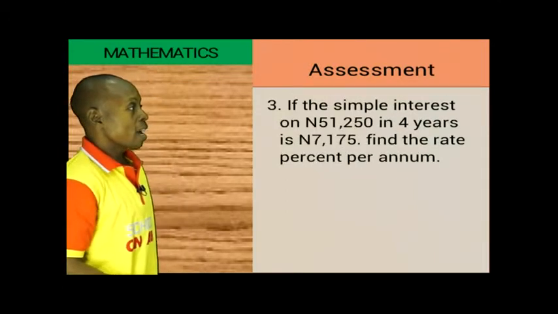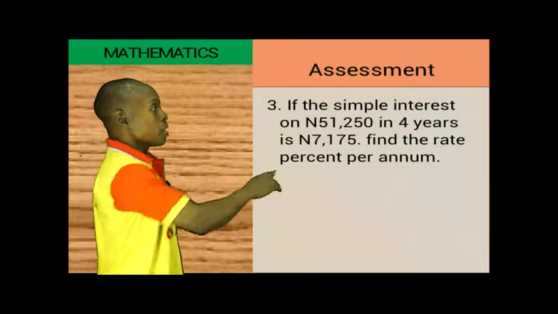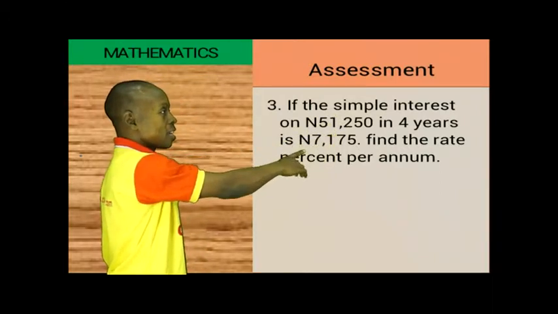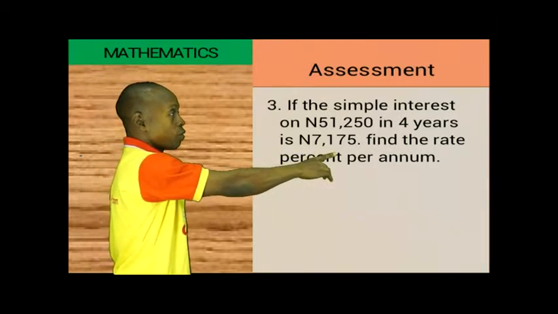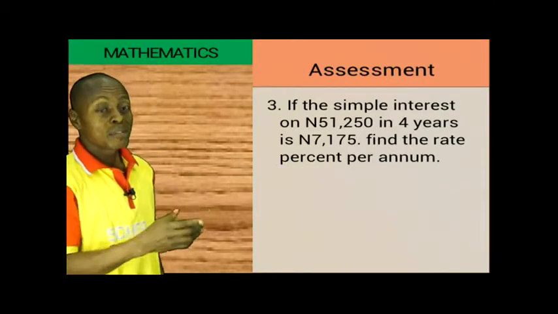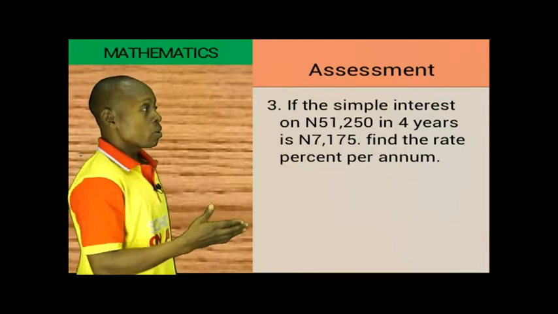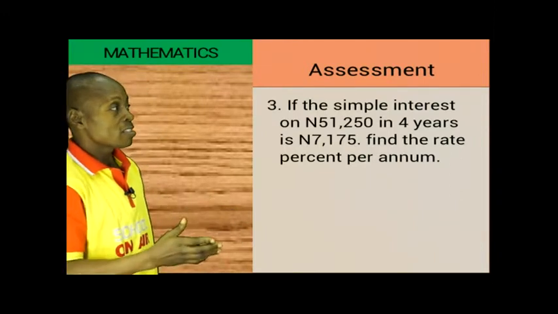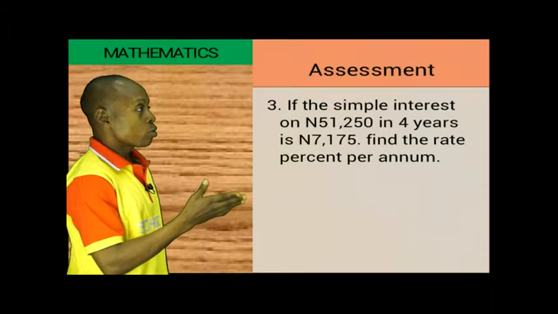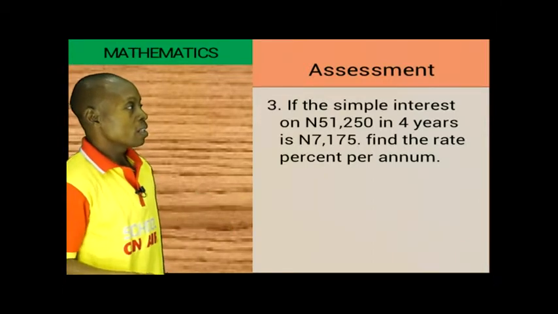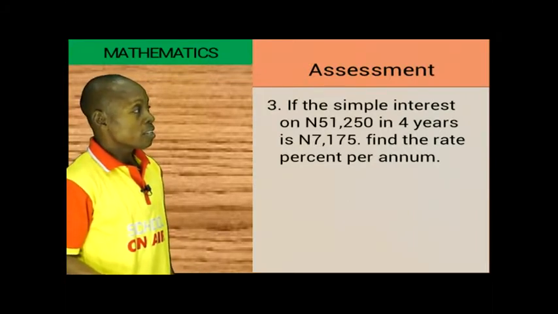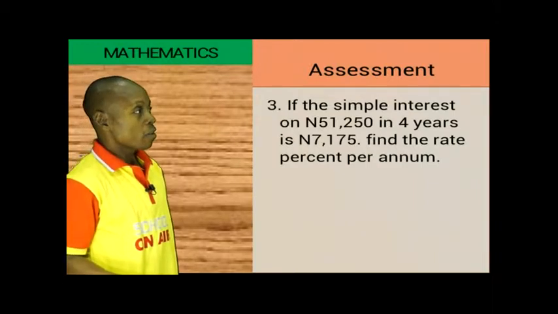So the next question, you are told if the simple interest on 51,250 naira in 4 years is 7,175 naira, you have to find the rate percent per annum. This question is demanding for the rate, so you try to practice: you write out the formula for it and try to get all the necessary parameters and insert them into your formula and get the rate at which 51,250 naira will amount to in 4 years. We gain an interest of 7,175 naira in 4 years.